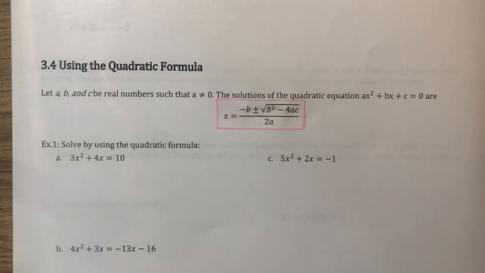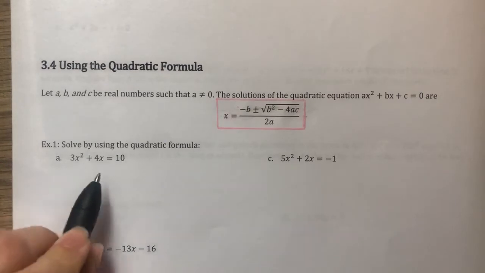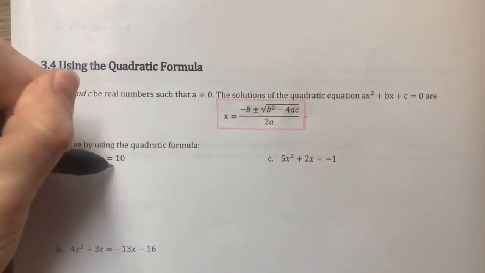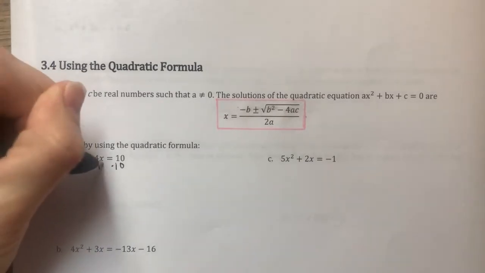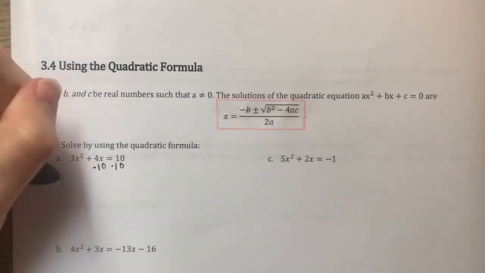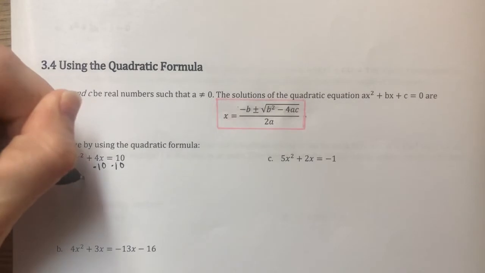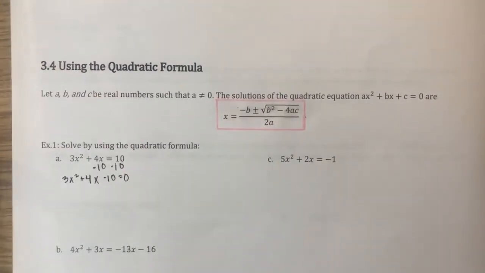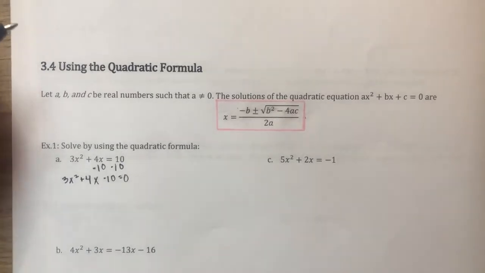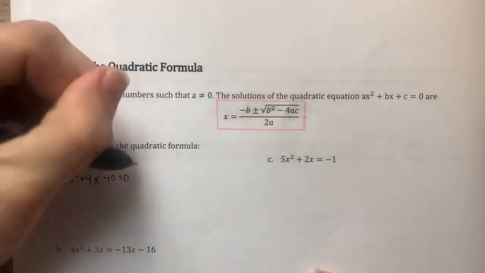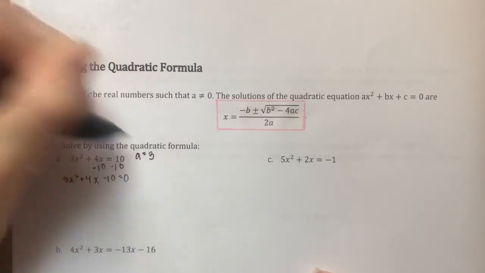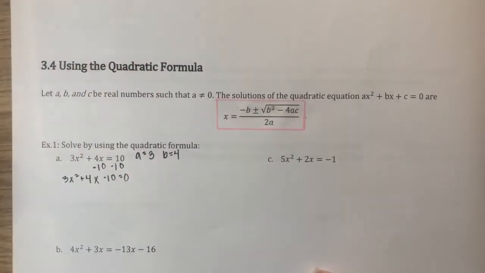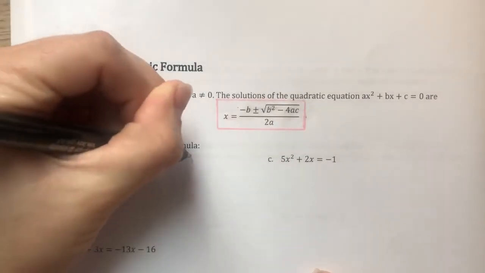So for 1a, we have 3x squared plus 4x equals 10. It's not in standard form right now. I need to subtract that 10 over. And then I'm left with 3x squared plus 4x minus 10 equals 0. Now I can see what a, b, and c are pretty easily. a is the coefficient of x squared, so a is 3. b is the coefficient of x, so b is 4. c is the constant, so c is negative 10.